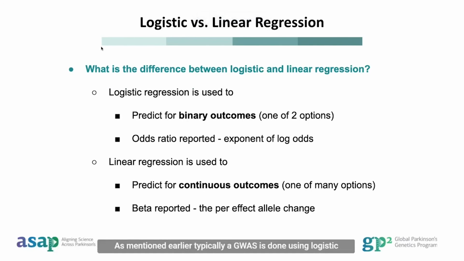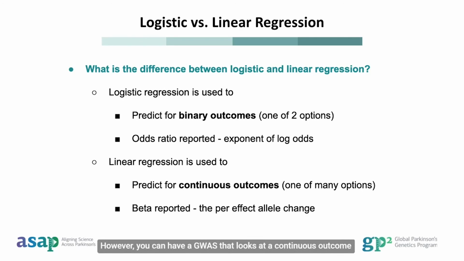As mentioned earlier, typically a GWAS is done using logistic regression. This is because, typically, GWASs are trying to predict a binary outcome. Does this person have the disease? Yes or no? When predicting a binary outcome, we use logistic regression, like the example we worked through in this module.